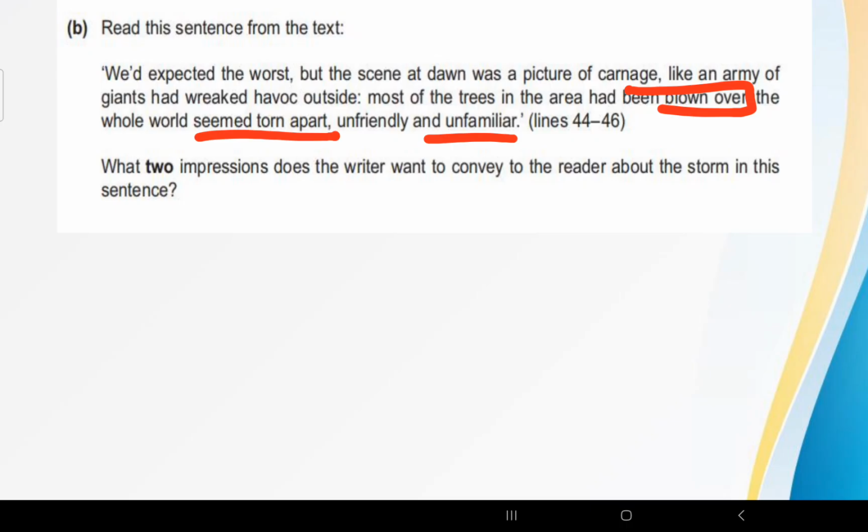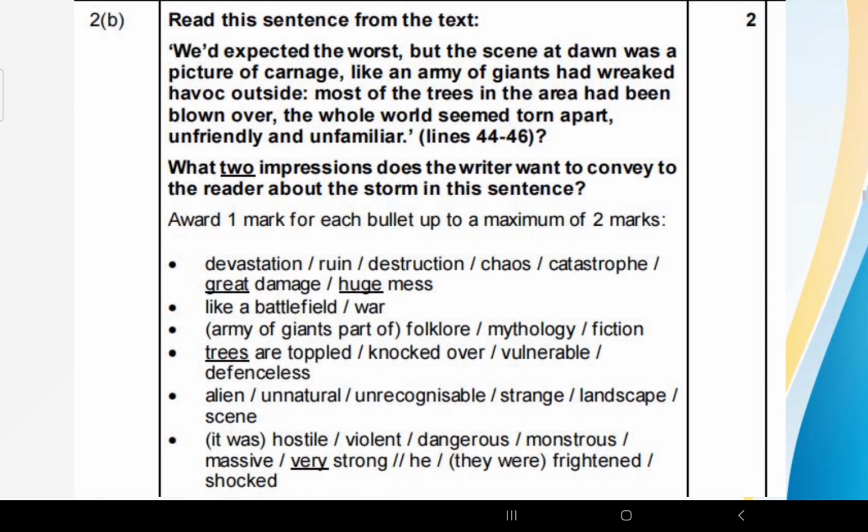So these are different words, like army, carnage. You can underline different words that you get fascinated with. Underline them and then ask yourself: if I have to come up with 2 impressions, can I explain these words properly? Then try to explain those words: havoc, blown away, torn apart, unfamiliar. These are different words and they can give you an impression. Now, okay, this is the mark scheme.